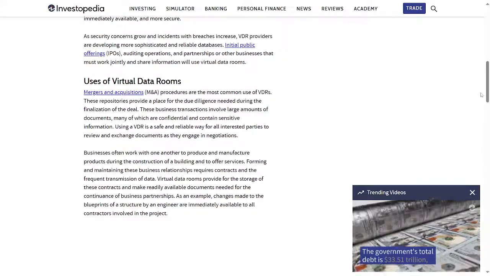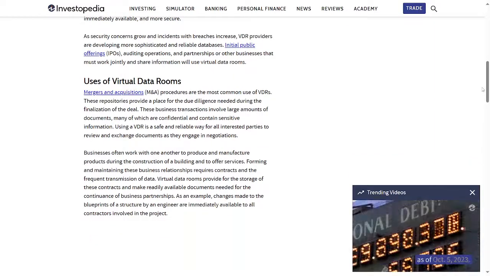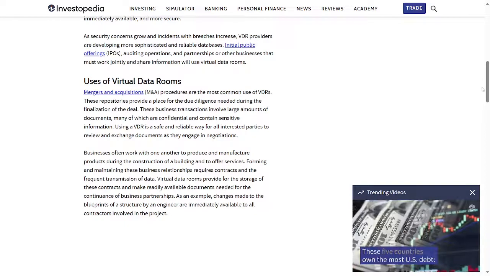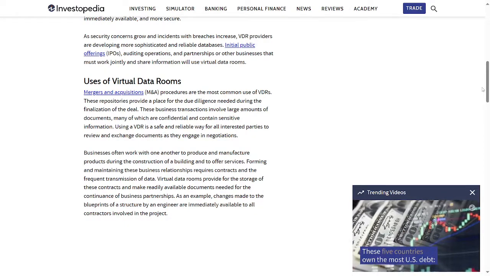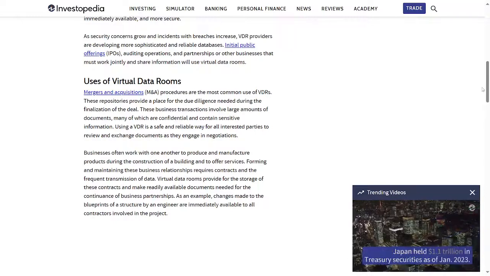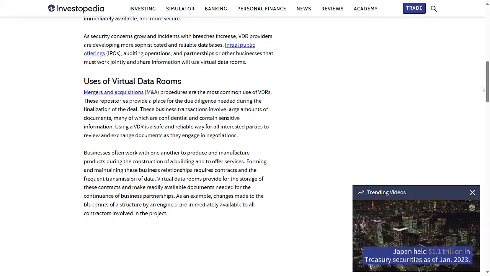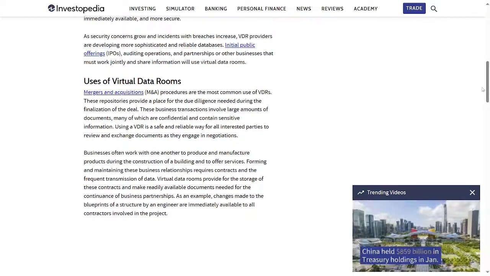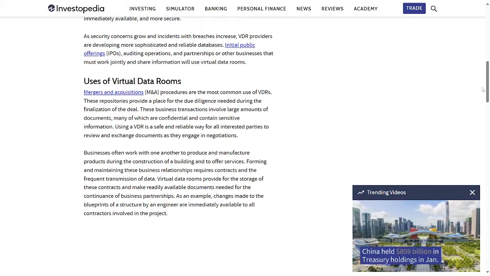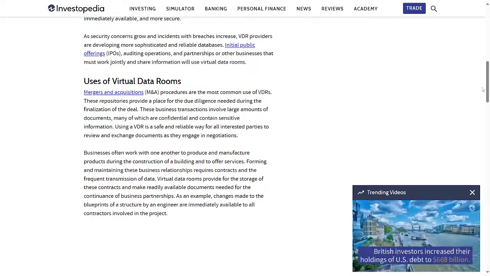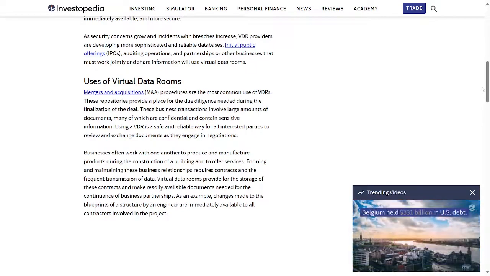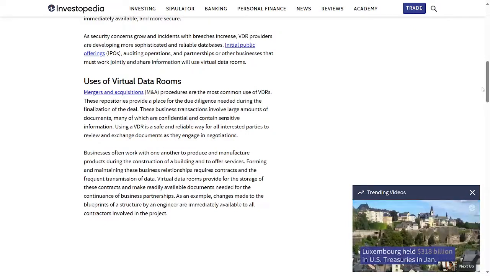data rooms. So let's talk about the uses of virtual data rooms. The most common use of VDRs is in mergers and acquisitions. Like you can see, companies like UBS merging with Credit Suisse, or like companies merging. So when companies merge, they tend to utilize virtual data rooms for the mergers.